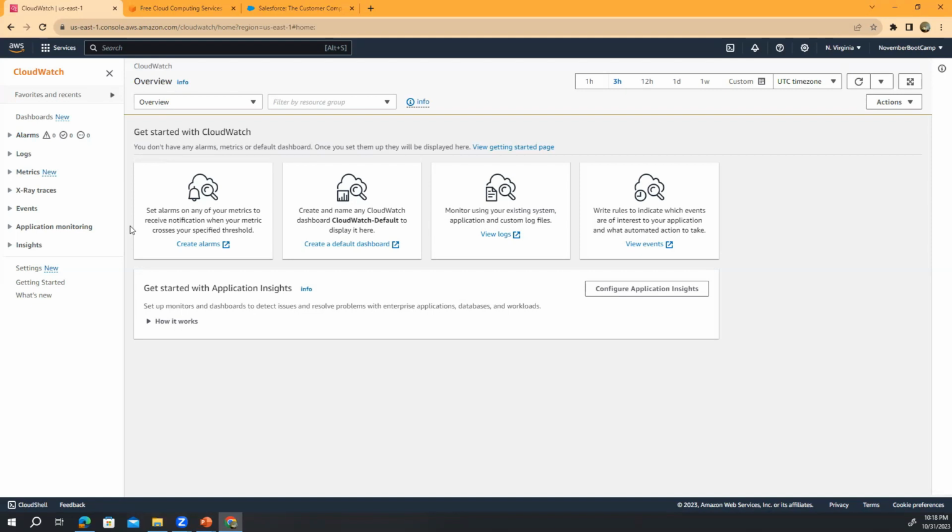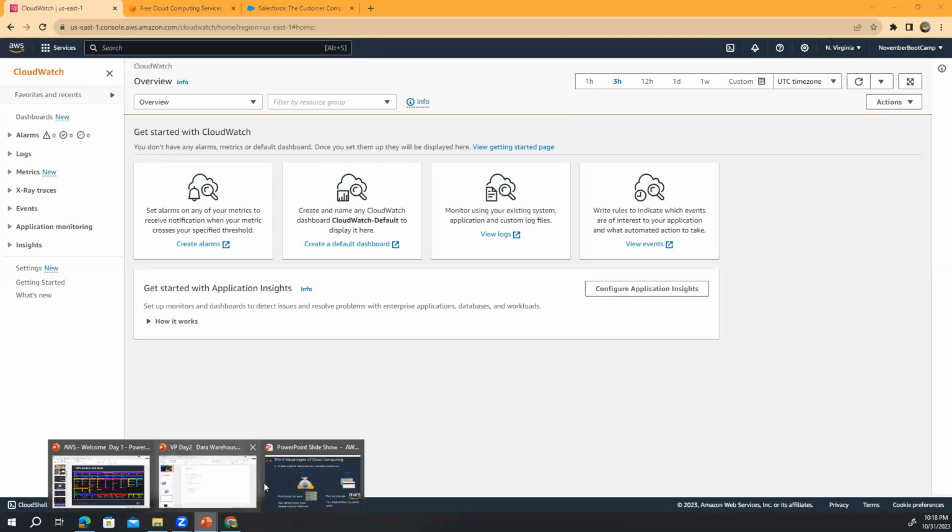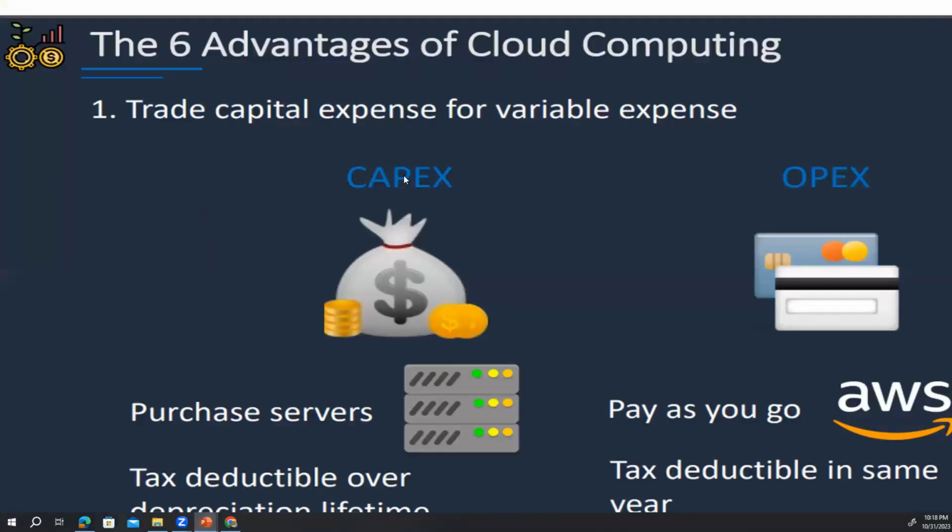So in the case of a traditional computing platform, you are responsible for your capital expenditure. What is that? Purchasing servers, the depreciation, the hardware, the software, the maintenance, all those things are something that you are responsible for.